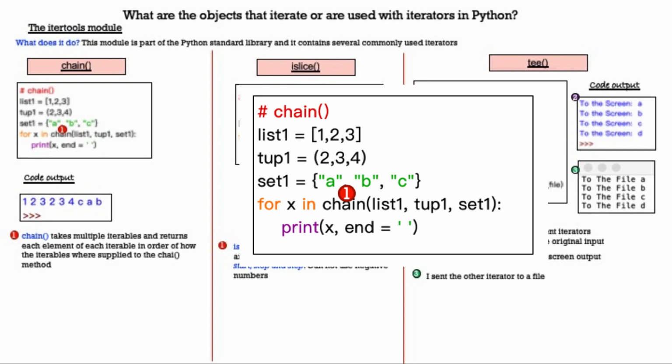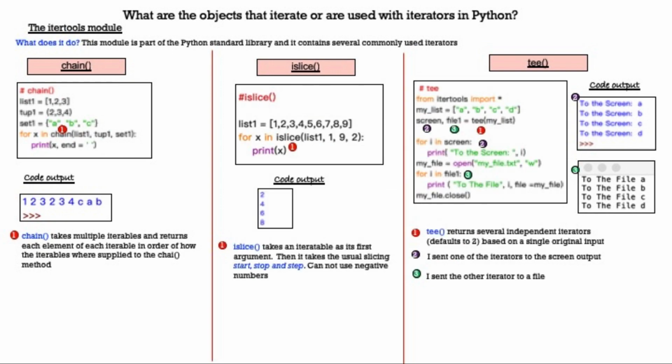We do for x in chain, list 1, tuple 1, set 1. We print those all out, and we see that they print in order of appearance. We fed list 1 first, so 1, 2, and 3 comes out. We fed tuple 1 second, so 2, 3, and 4 comes out. And then, of course, not in any set order because sets don't work that way, the 3 characters in the set print last. Then we go over to islice.